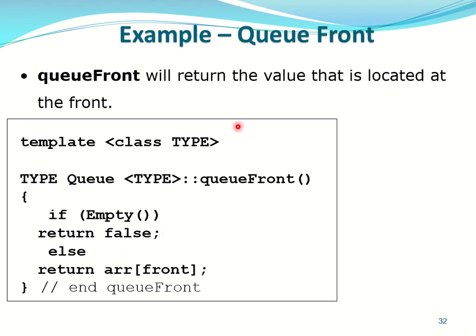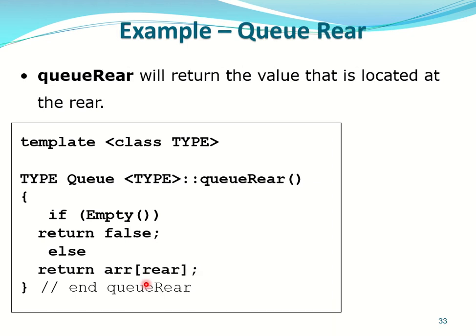Queue front only returns the value that is located at the front. So if empty, just return false. If not empty, then you just return the value at the front of the queue. Similar to queue rear, it returns the value located at the rear. So if empty, then return false. Otherwise, you just return the value at the rear location.